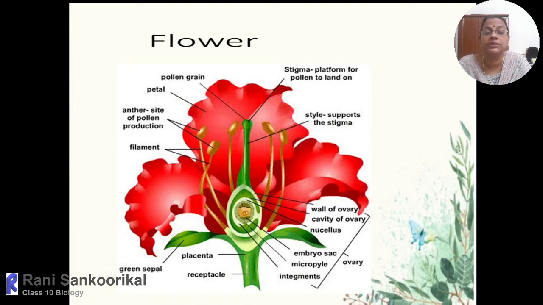So here I have represented a typical structure of a flower. The green color at the outermost part is called the sepal. Then the red, brightly colored part is called the petal. And the thread-like structure with a button-like tip is called the stamen. And then the innermost one is called the pistil. And the pistil itself is again divided into the stigma, the tubular part called the style, and the bulged region called the ovary. Inside the ovary, the ovules are present.